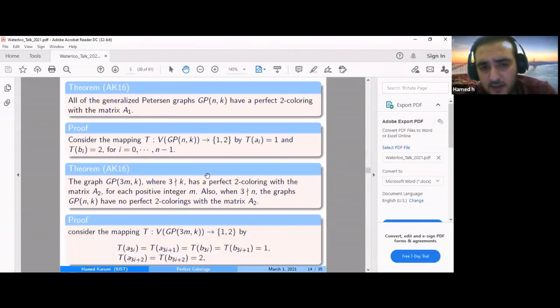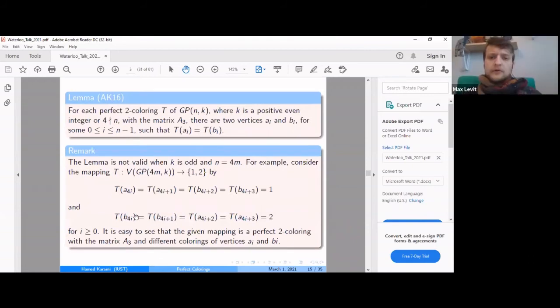For the first part, we give a construction like this. And for the second one, we can use the proposition for counting the vertices, the white vertices. It is easy to prove the second one.